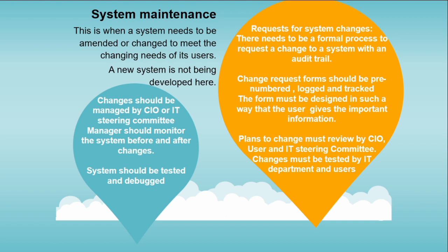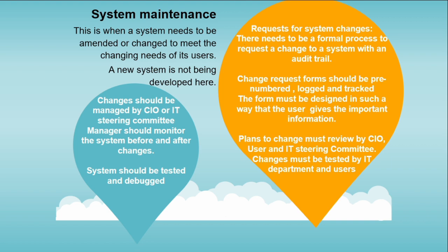And so we see that when forms are filled out, it has to be a formal process, there has to be an audit trail, and it has to go directly to the CIO or the IT director or the steering committee, depending on what the company has in place. And then we design the system based on what the request has asked, and then we execute and we change the system during this time.